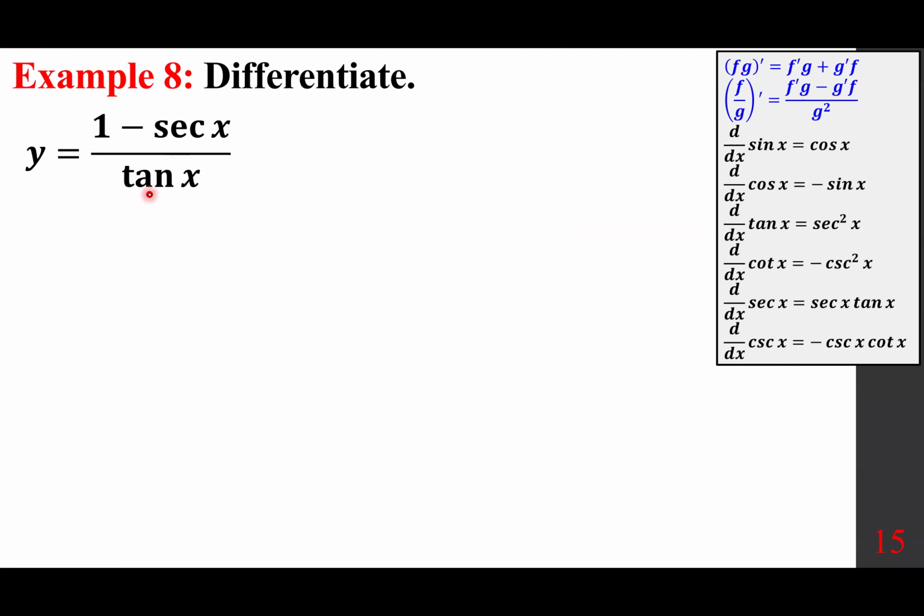Y equals 1 minus secant x over tan x. To differentiate this again, we notice it's a fractional form, f over g, and it requires the quotient rule. So I'm going to write the quotient rule from memory. I can't emphasize this enough, everybody. And I'm going to apply that. It's a good practice to do so.